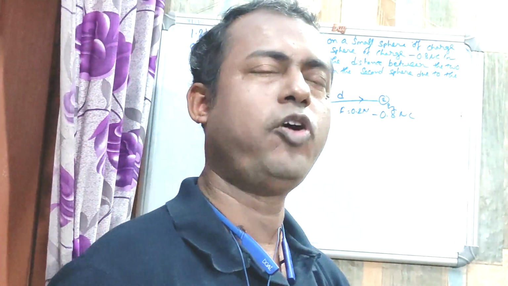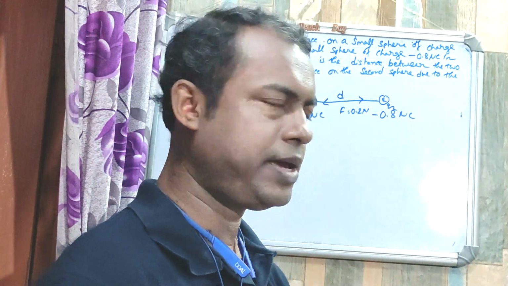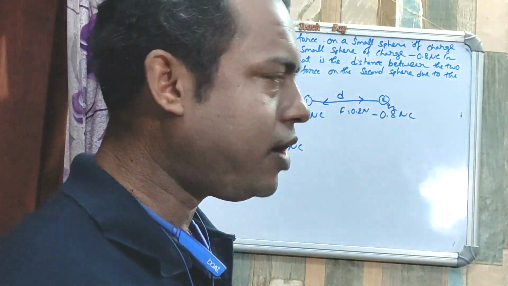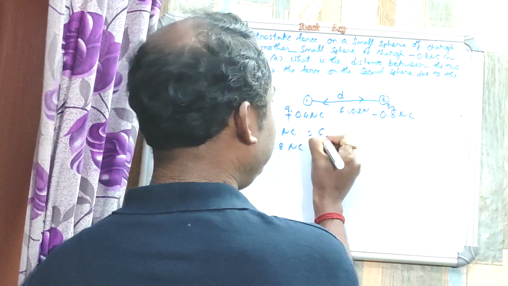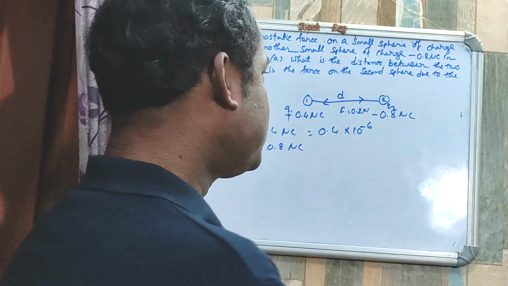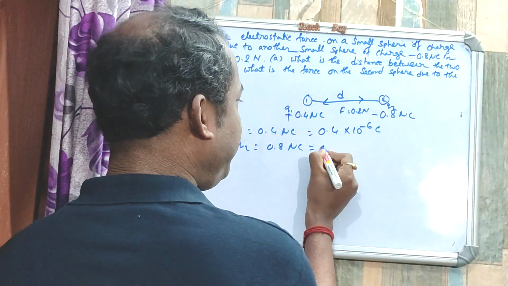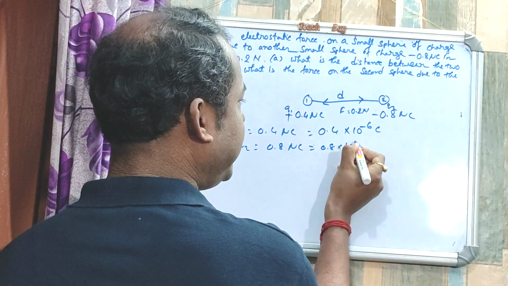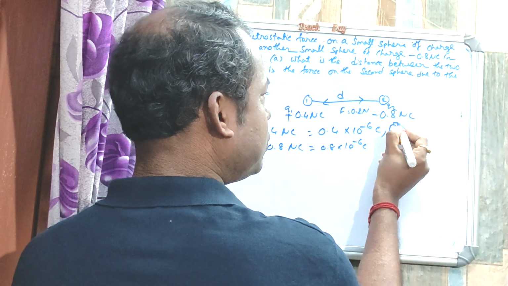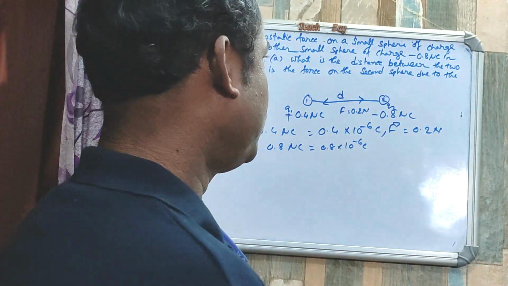We can solve the problem by either the CGS method or SI. Generally, we solve here in the SI system. So we convert the microcoulomb into coulomb. The value is 0.4 multiplied by 10 to the power minus 6 coulomb. Similarly, 0.8 is also multiplied by 10 to the power minus 6 coulomb. Next, the force represents 0.2 Newton. This is in the SI system, so no need to change.